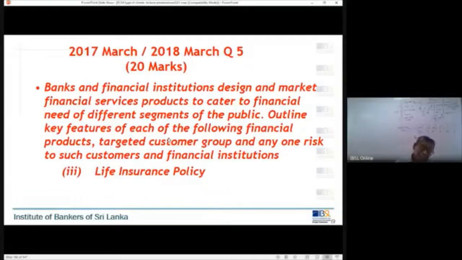What is the risk to the customer? For example, I'll just tell you, try to write, and we will discuss the answers. What is the risk to the customer? Suppose you have failed to pay any premium as you agreed. What happens? The policy lapses. Then your agreement becomes null and void. My goodness.